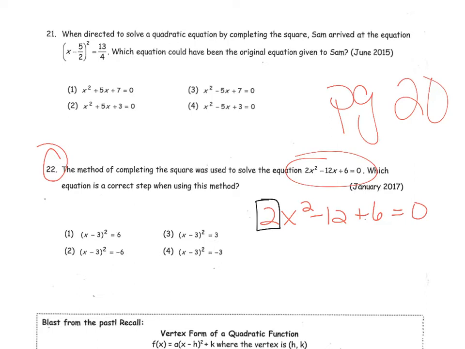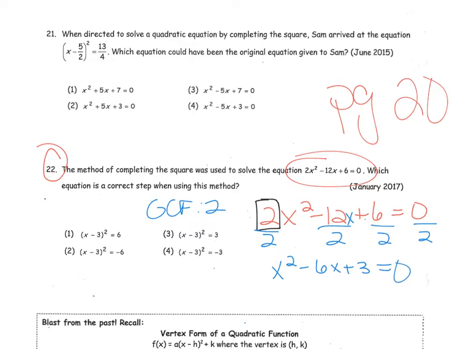So to get rid of this 2, we're going to divide everything out by the GCF. Everything. So the GCF here was 2. We're dividing everything out by the GCF. So I'll be left with x squared minus 6x, oops, I forgot my x here, plus 3 equals 0.